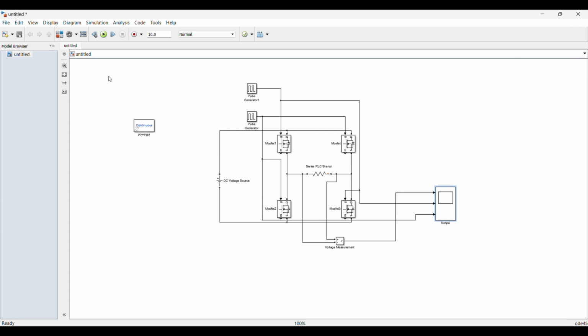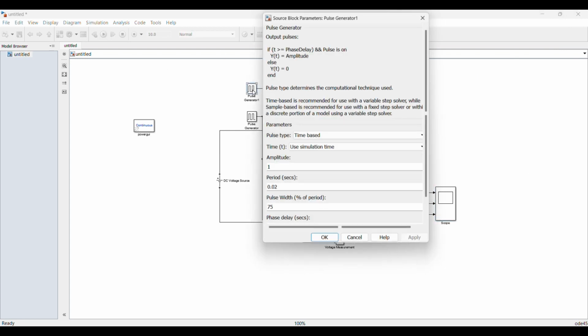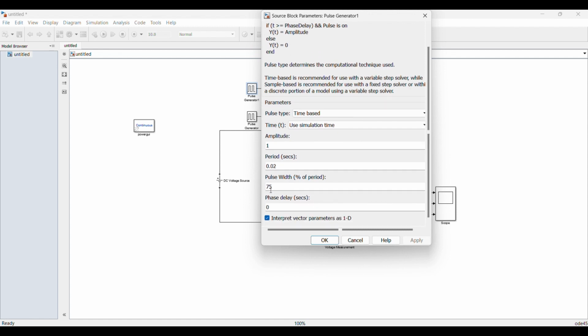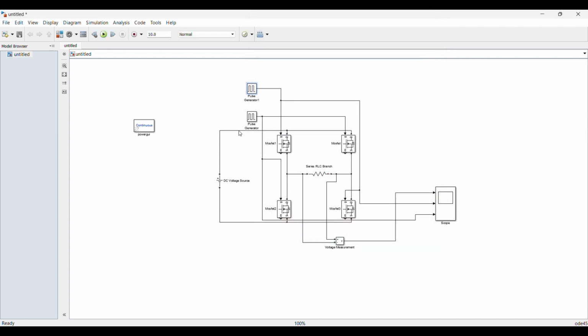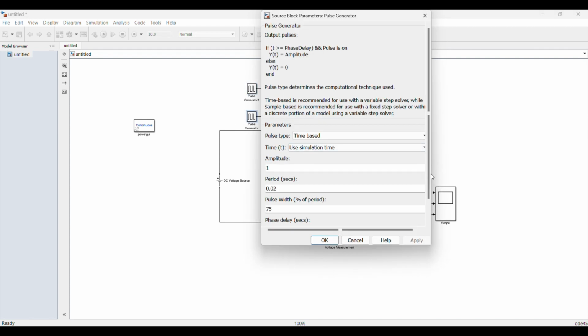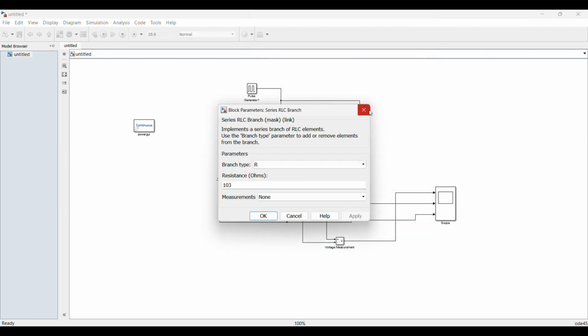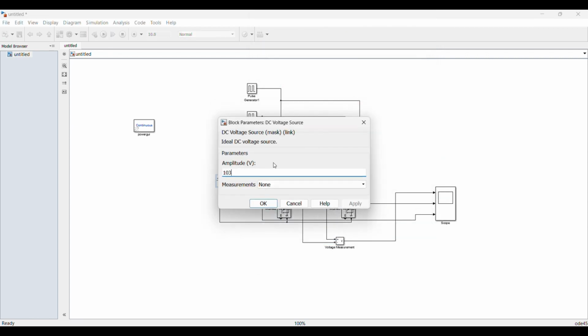And that is it for the simulation. This is our circuit. We set the time period to 0.02 because 50 Hz frequency, 45% pulse width for both, phase delay of 0.01, and 103 ohms of resistance, 103 volts of DC supply.